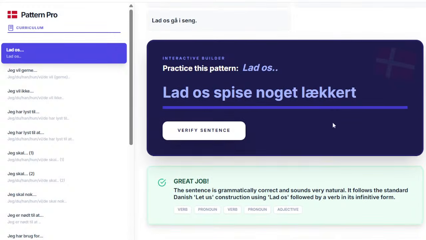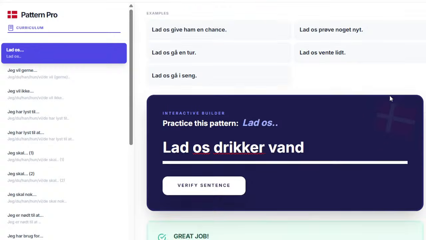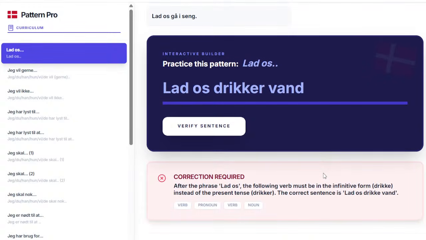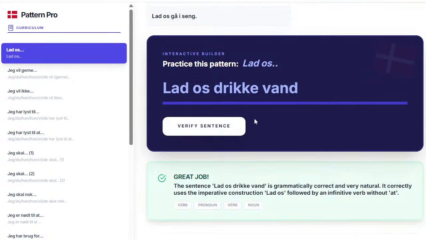What if I made a mistake? You say, lad os drikke, lad os drikke vand. Something seems off about that. Let's get the feedback. What is that? Oh yeah, the problem is I use the present tense. So if you do that, it's not gonna work. Lad os, you need the infinitive afterwards. So it would be lad os drikke. That's the thing, right? You gotta have the infinitive.